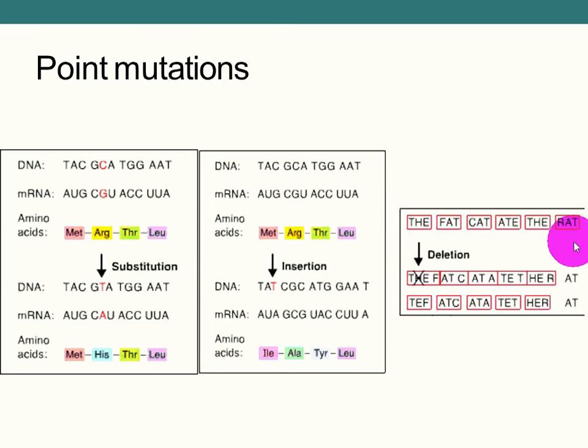To make it a little clearer, you can see here, instead of using our RNA letters, A's, U's, G's, and C's, this is a simple sentence with 3-letter words. The fat cat ate the rat. If I have a deletion here, and the H is gone, now the sentence becomes teft, ata, tet, her, at. It means nothing. So the whole frame got completely ruined as a result. The whole protein is different.